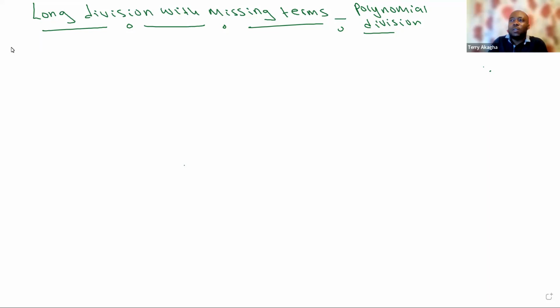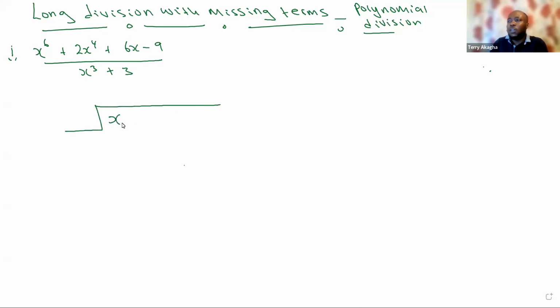Let's say, for instance, we have x raised to power 6 plus 2x^4 plus 6x minus 9 divided by x raised to power 3 plus 3. As usual, you put the numerator inside, so it's going to be x^6. But you will notice that some of the powers are missing. We don't have 5 here. We don't have 3, 2, and we only have 1. So for the missing variables, you have to also add them here.